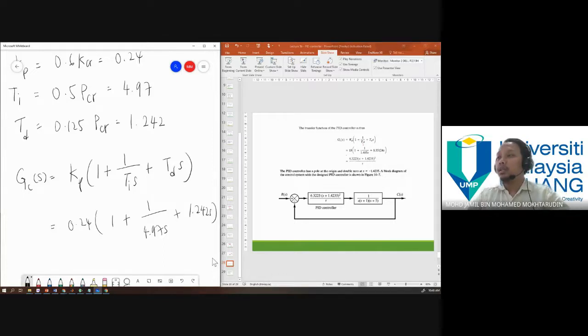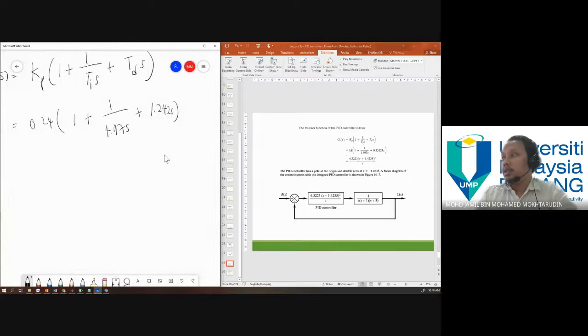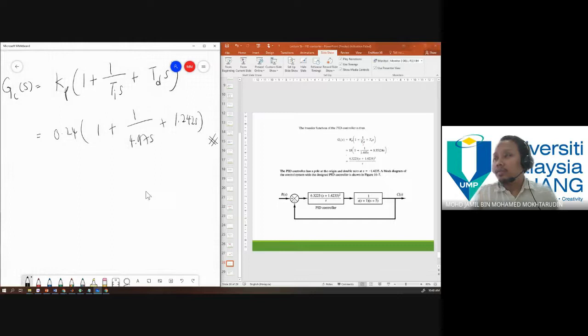Okay, try to simplify, but my answer I don't simplify. So this is the transfer function for the controller.